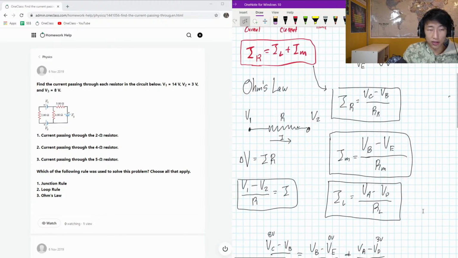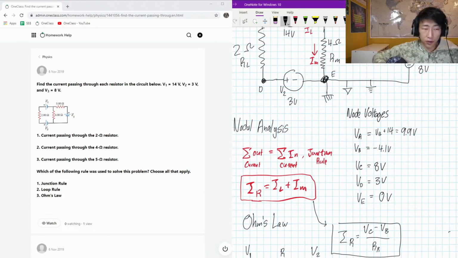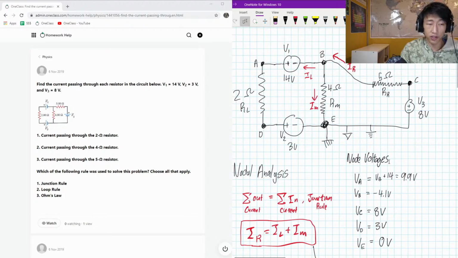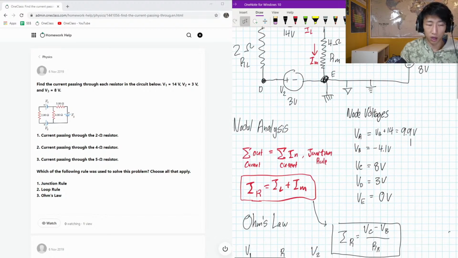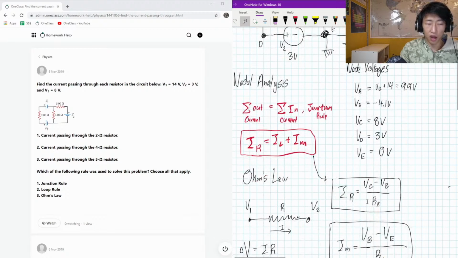Cool. So let's write all of these here. So now that we have all of our node voltages, VB is negative 4.1 volts. VA is equal to 9.9 volts. Now these negative voltages, they might be scary and they might make you feel like you've done something wrong, but don't worry about it. It is not that uncommon to see negative voltages, and yeah, just don't be too worried about them. Okay, so now that we know this, we can use these voltages in our current calculations, and that will give us exactly what we need.